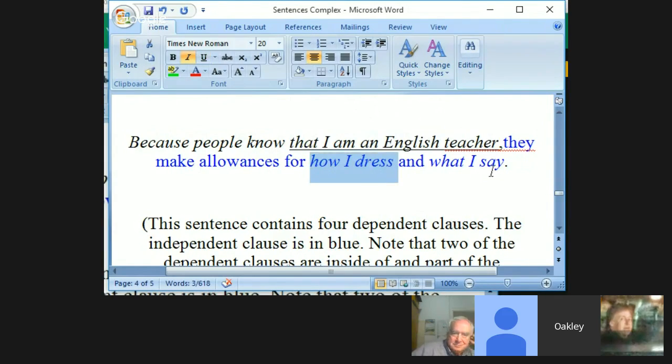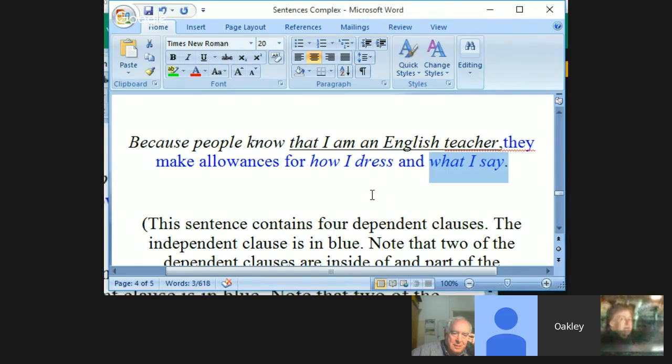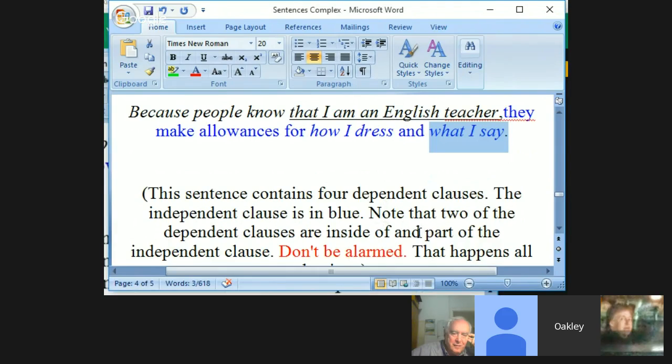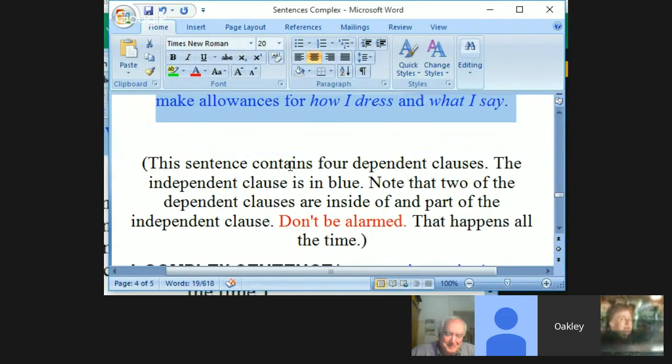How I dress and what I say are both dependent clauses and part of an independent clause. So, there you go. That's the tricky part. They kind of meld inside each other. You see? And frankly, it's difficult for me if you just put this sentence in front of me and I have to dissect and analyze it. It's going to take me 10 or 15 minutes to figure it out. Honestly, I could figure it out. I'm confident I could, but it would take me a little while.